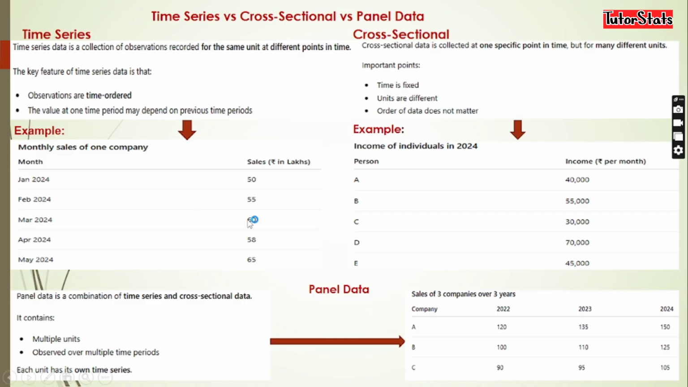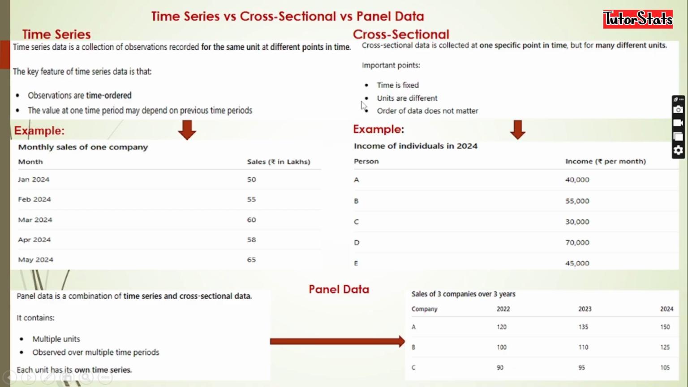This is time series data because the company is the same, only time is changing, and the sequence of months is important. If I change the order of months, the meaning is lost. Therefore, this type of data is known as time series data.